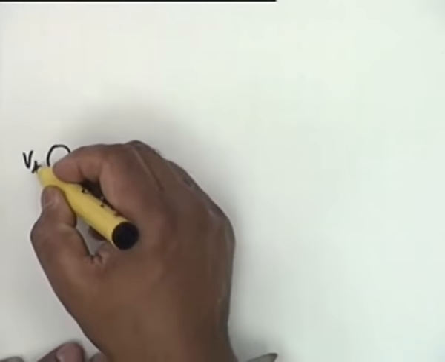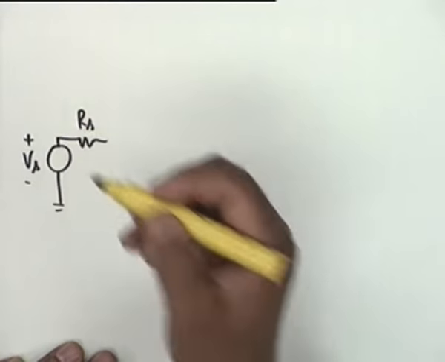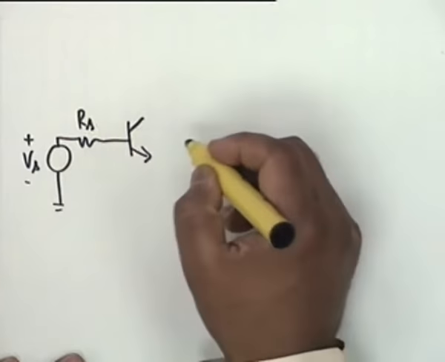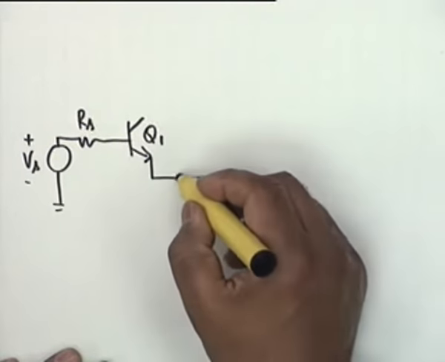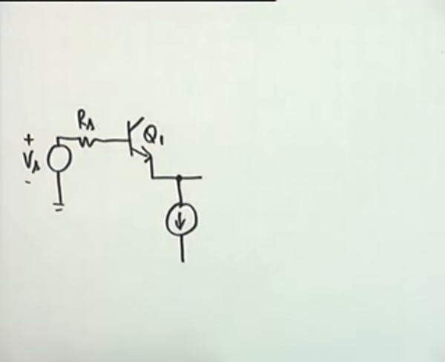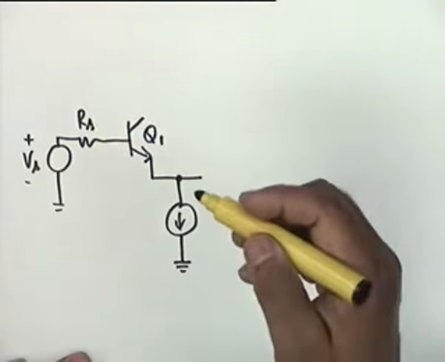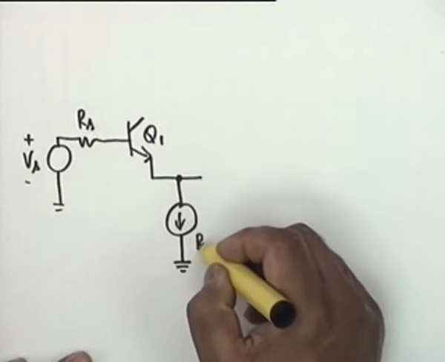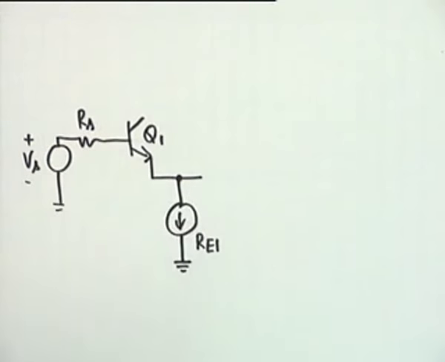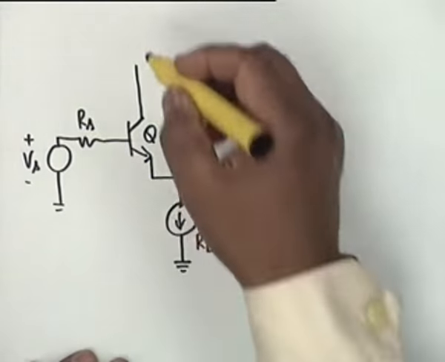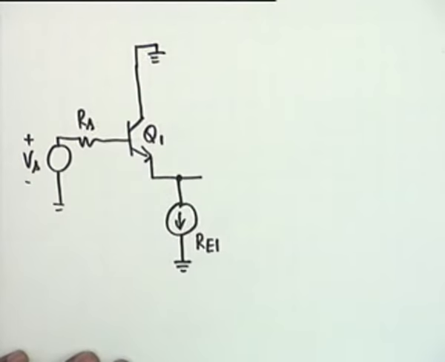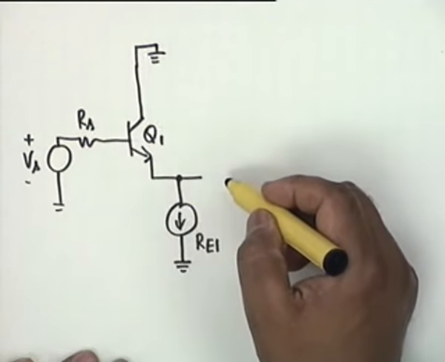You have a VS, RS, then you have the transistor Q1, a common emitter transistor, and usually in integrated circuits the biasing is done through a current source. This is the DC bias. This current source could simply be another transistor fed with a certain base current. We shall assume that the equivalent resistance of this current source is RE1, which is very high. Then this is a common collector. In other words, for AC this is ground, common collector, and therefore the coupling is through the emitter.